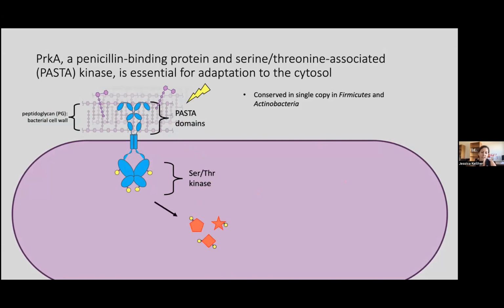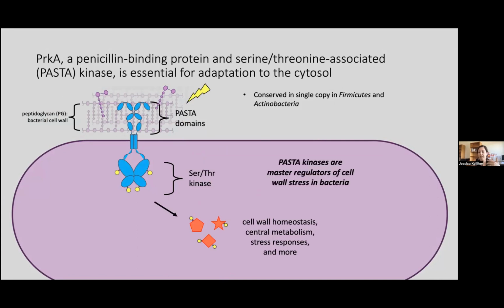And in other bacteria where PASTA kinase targets have been identified, they include proteins involved in not only cell wall homeostasis, but also central metabolism, other stress responses, and more. And so in this way, we really consider PASTA kinases to be master regulators of cell wall stress in bacteria. And Lisa Marie gave us a really great introduction into the importance of maintaining the cell envelope for pathogenic bacteria, for resisting stress in the host, as well as for resisting antibiotic stress.